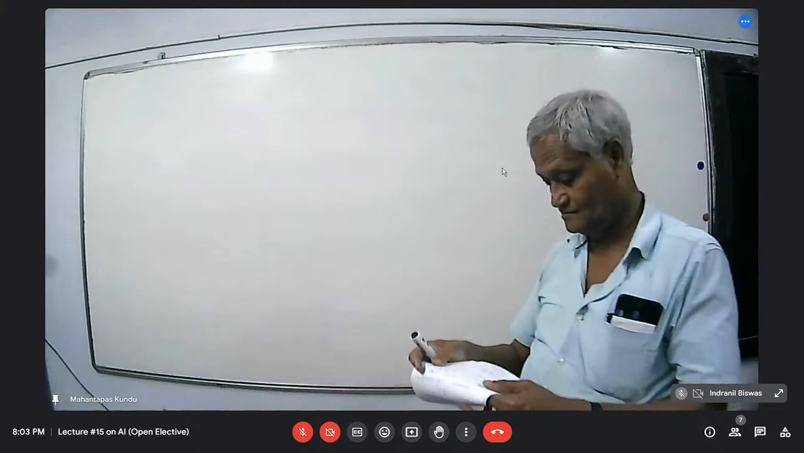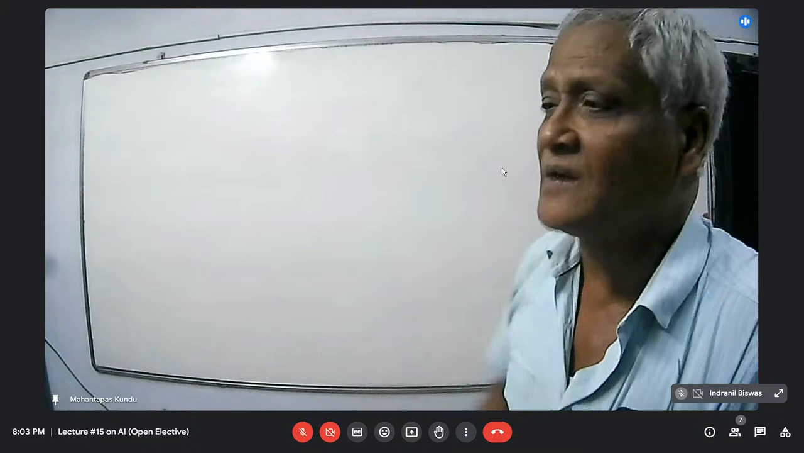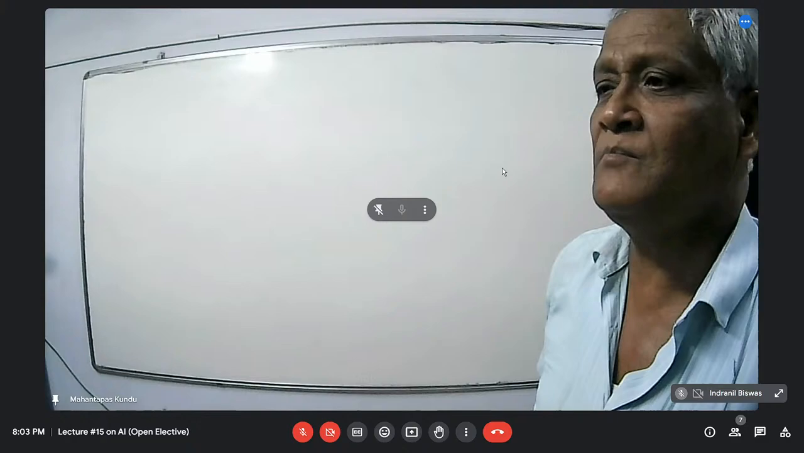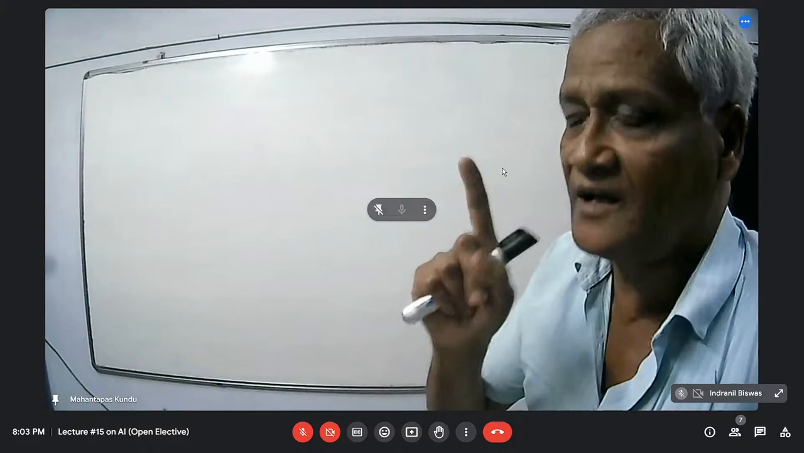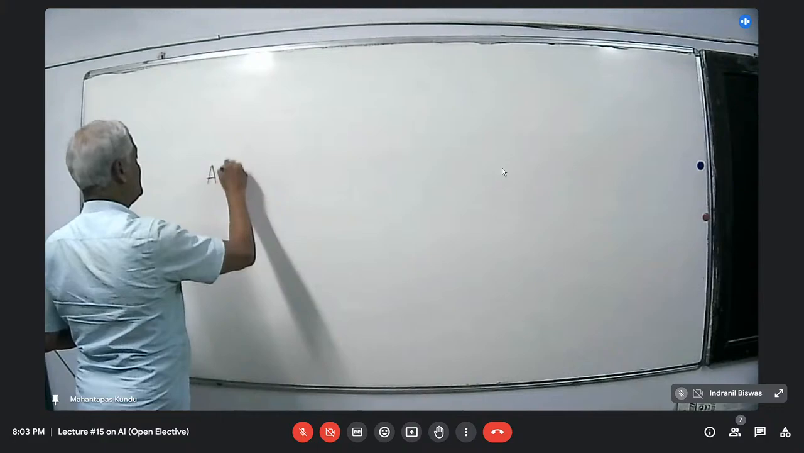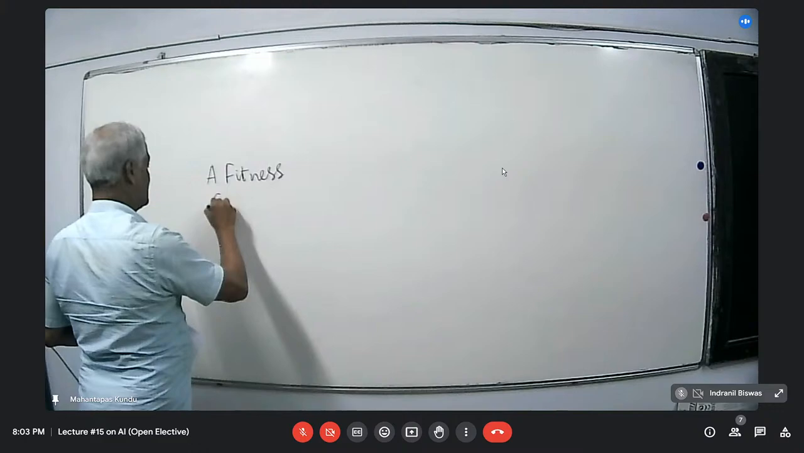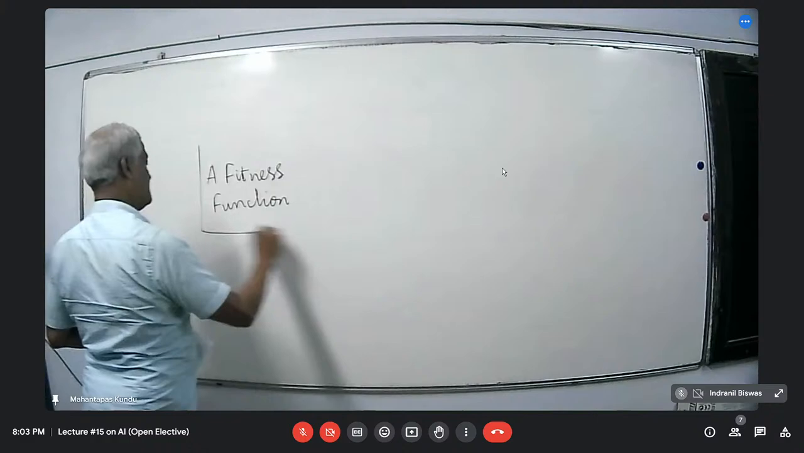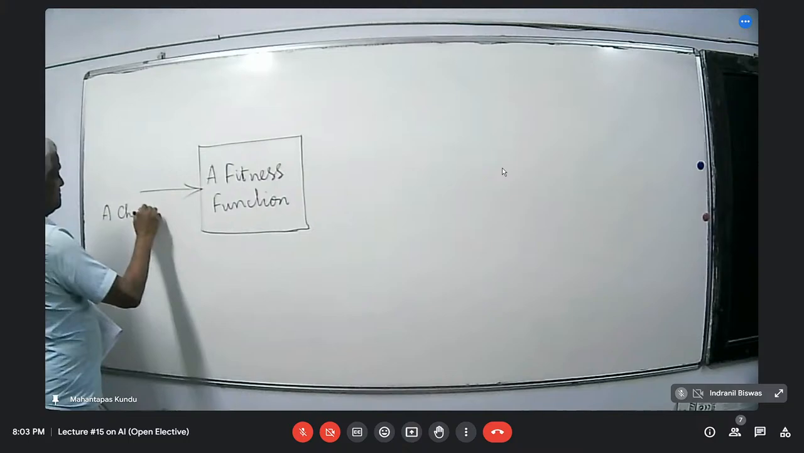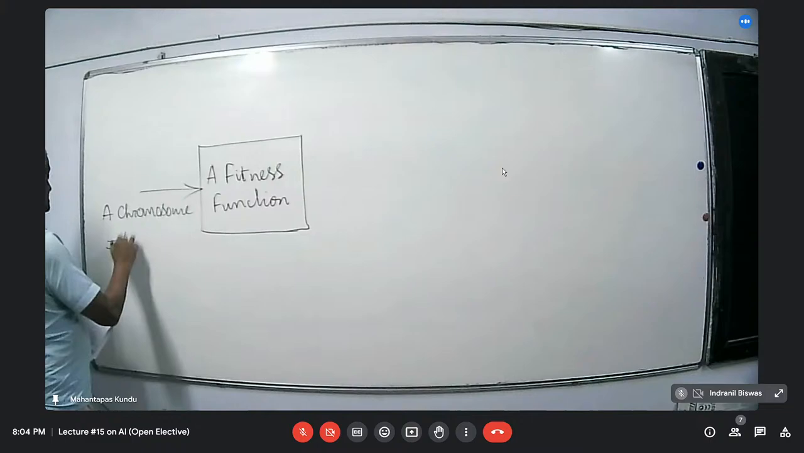Next, to determine the quality of a candidate solution, we need some function. And that function will be called the fitness function. So we need a fitness function. What will be its input and what will be its output? Its input will be a chromosome, or it is the same as a candidate solution.